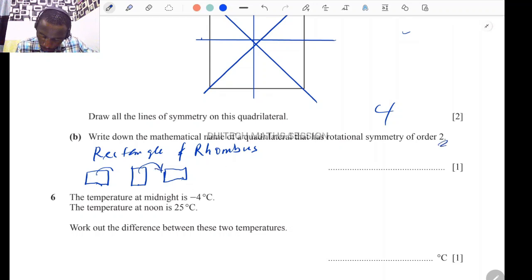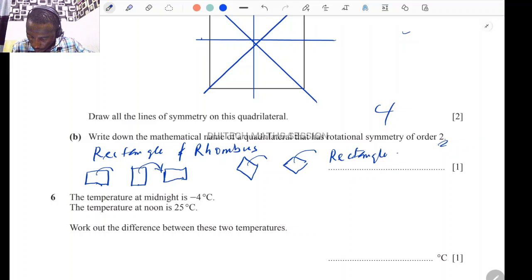Now rhombus, the same thing, right? If I rotate it, it will fall. If I rotate it again, it will stand. So it takes 2 motions to return back to its original state. So our answer is what? A rectangle and what? Rhombus.